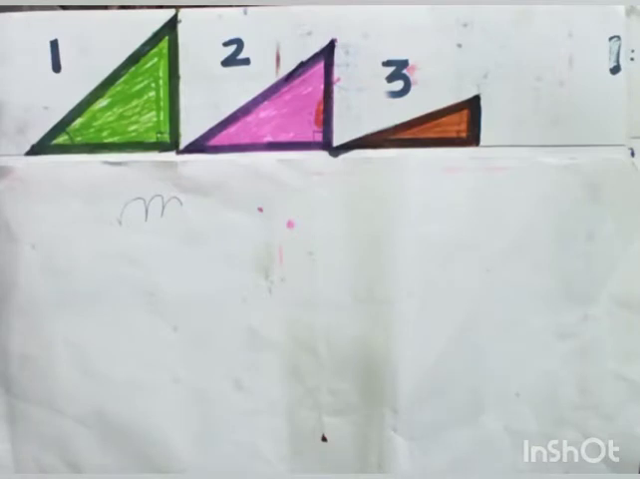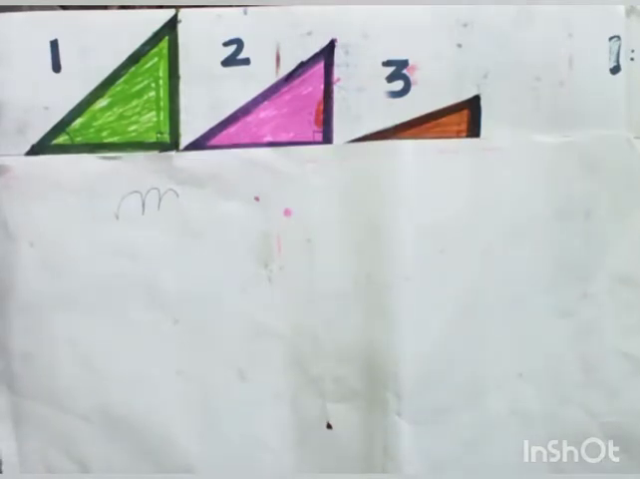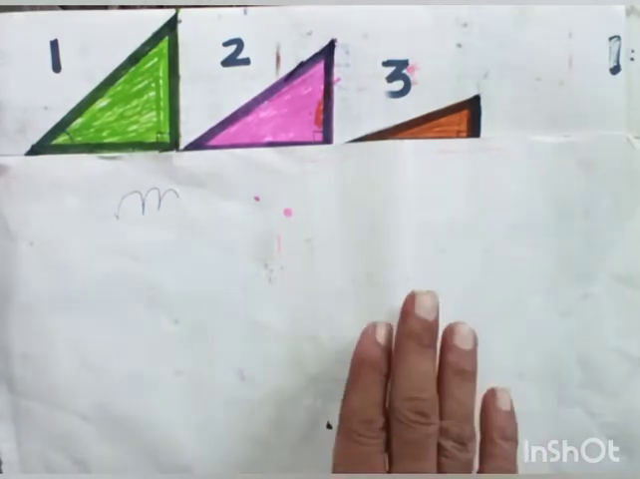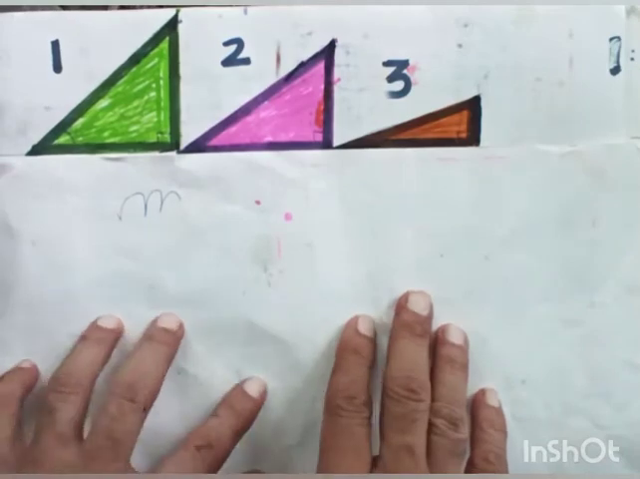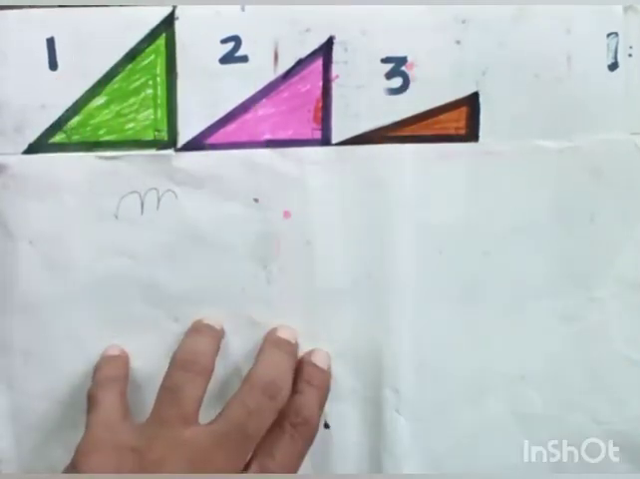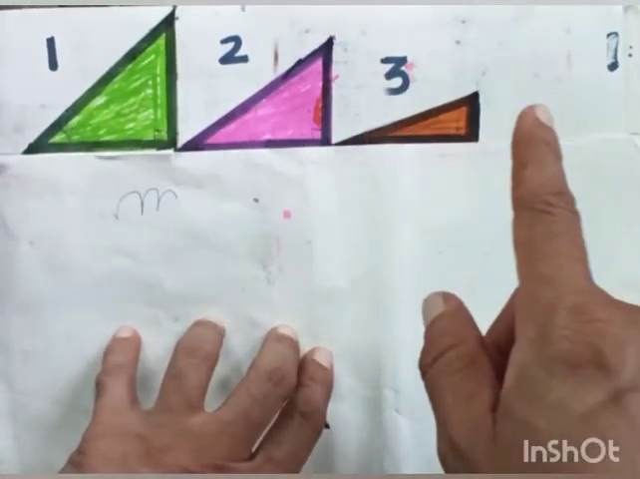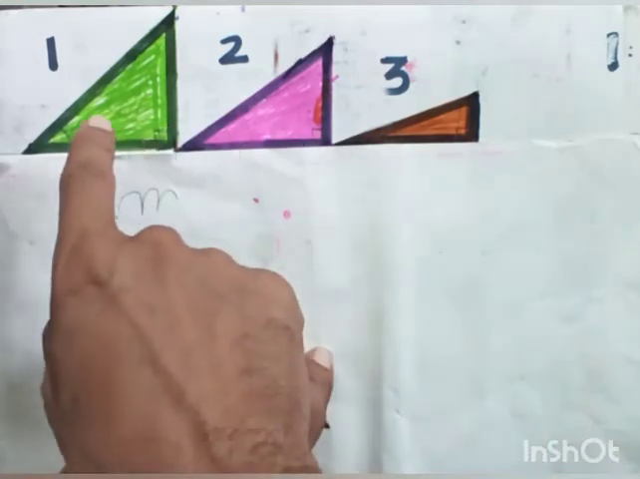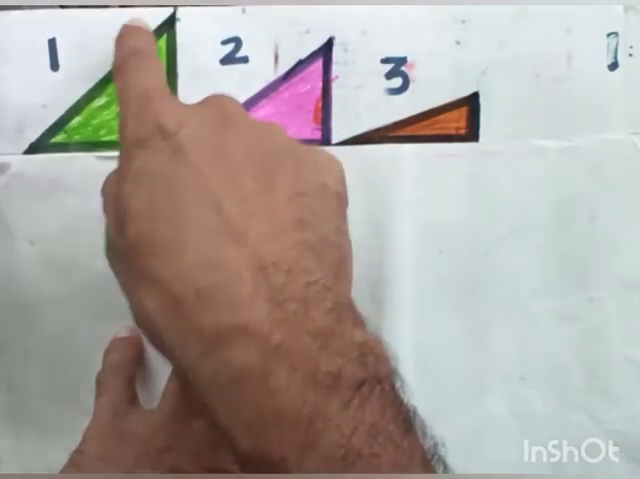Well, let's try to find out the meaning of slopes and how they can be measured. To begin with, you can see we have three triangles drawn here, numbers 1, 2, and 3. If I ask you which has more slope, definitely you will say the green one, which has a bigger slope.